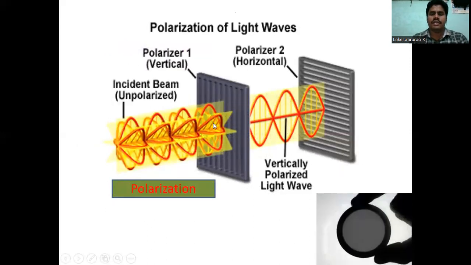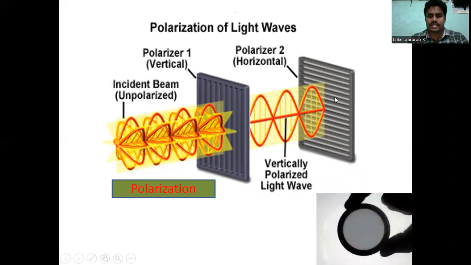This is the general experiment to produce polarized light. Here we are taking two crystals, one is polarizer 1 and the other is polarizer 2. Polarizer 1 has a vertical optic axis, and polarizer 2 has a horizontal optic axis. We are incident an unpolarized light, that means an ordinary light, on polarizer 1. Polarizer 1 allows only the waves which are vibrating parallel to the axis.